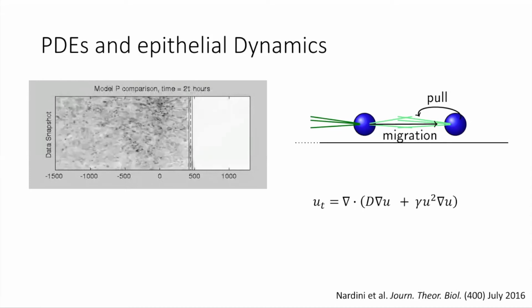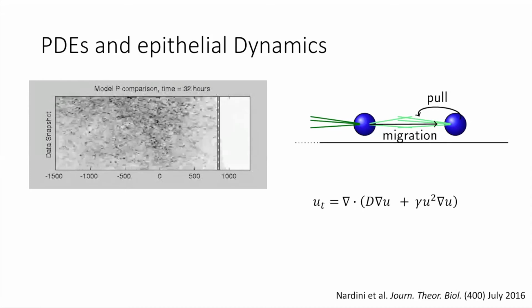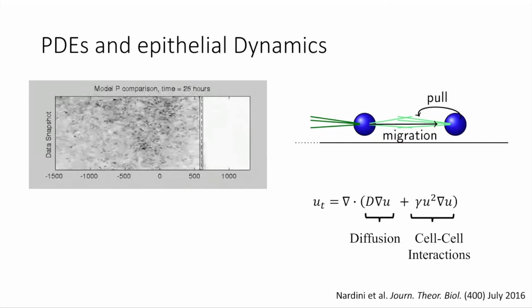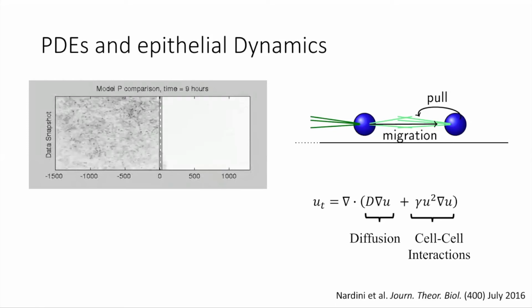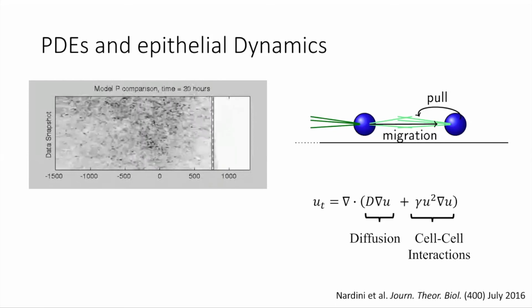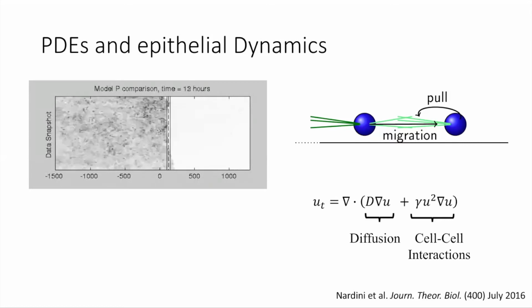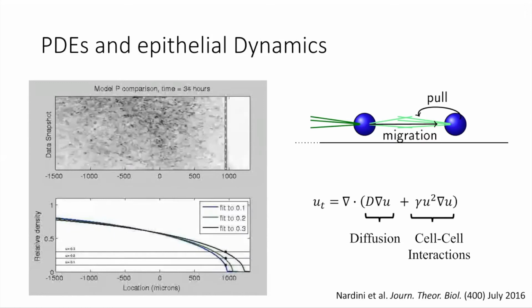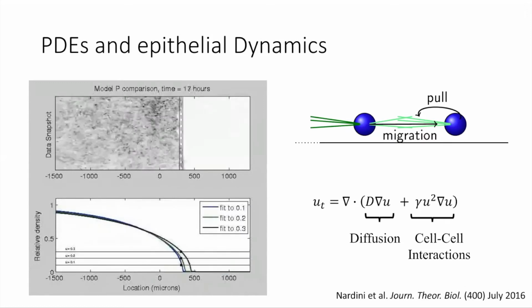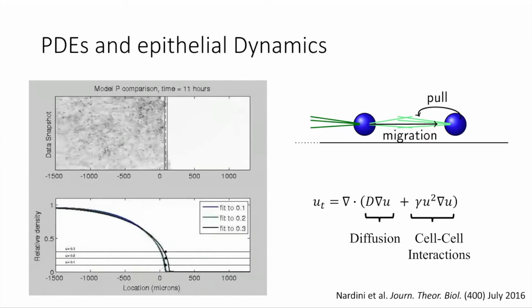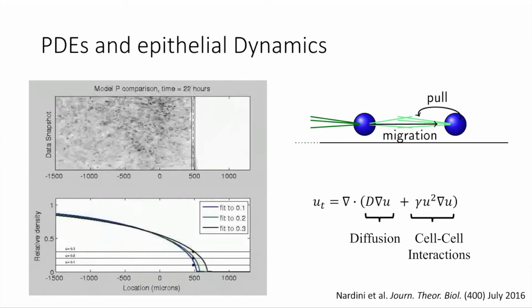And from our interpretation of this model, we could understand that cells were randomly diffusing into the wound area, but also as the cell migrated into the wound, it would pull on its follower cells to migrate along with it through this nonlinear term to incorporate cell-cell interactions. And by simulating this mathematical model, we were able to very nicely fit experimental data on the wound margin of the cell population over time.